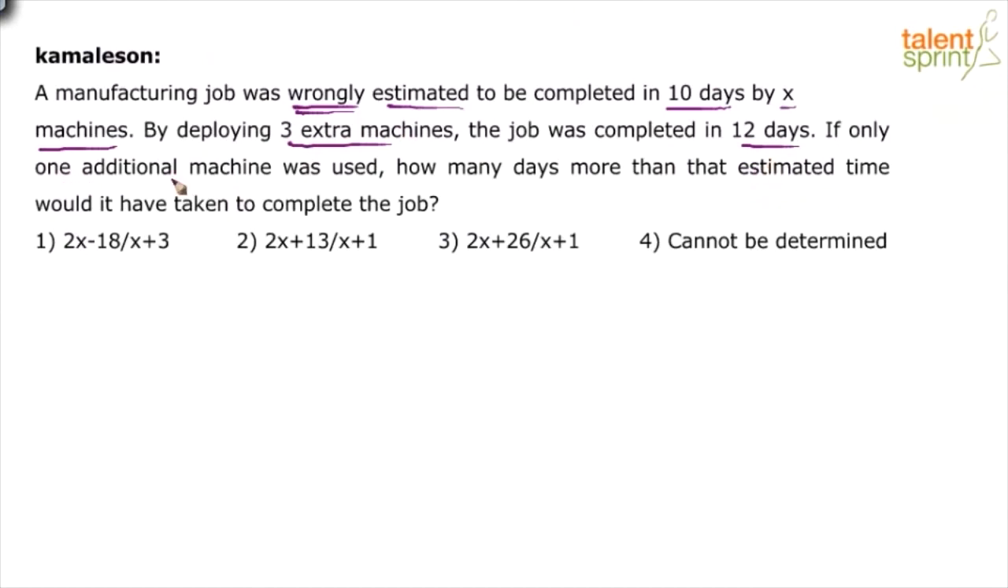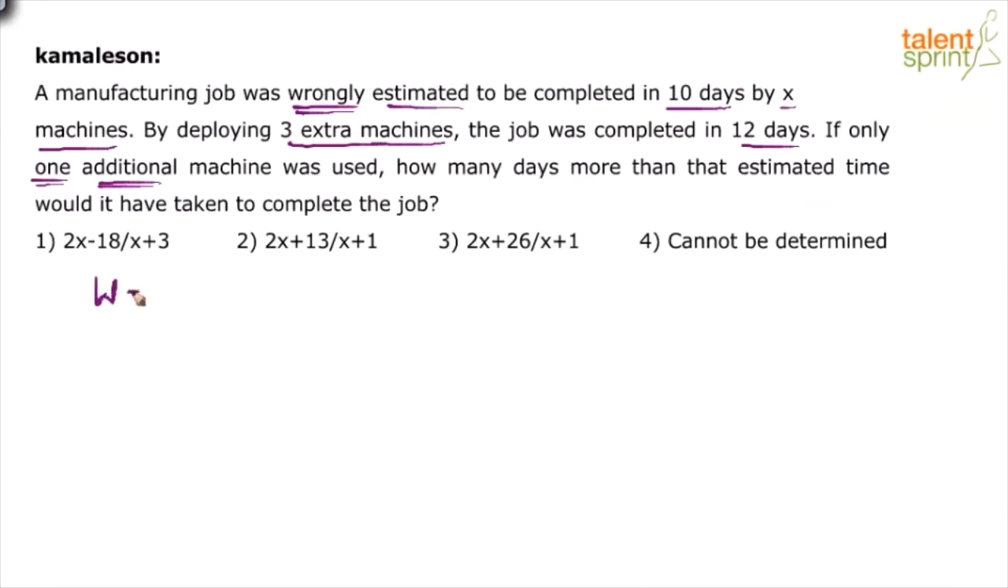If only one additional machine was used, remember, they have actually used how many additional machines? 3 extra machines. But the question now says if only one additional machine was used instead of 3, then how many more days than that estimated time would it have taken to complete the job? You getting it? If only one machine was used extra, how many more days would it take to complete this job?